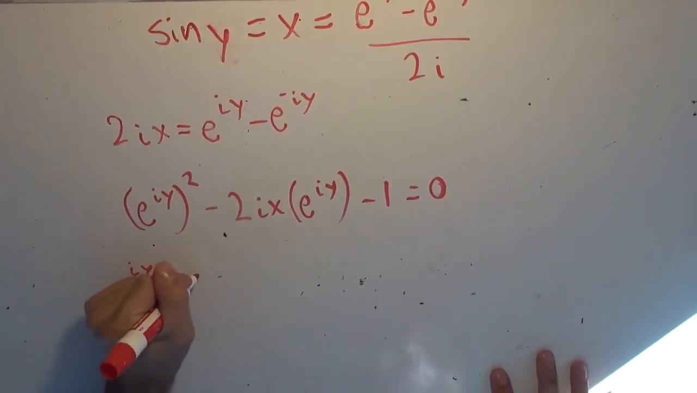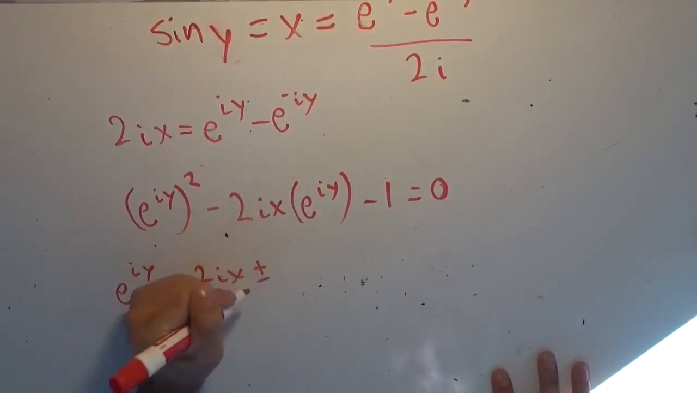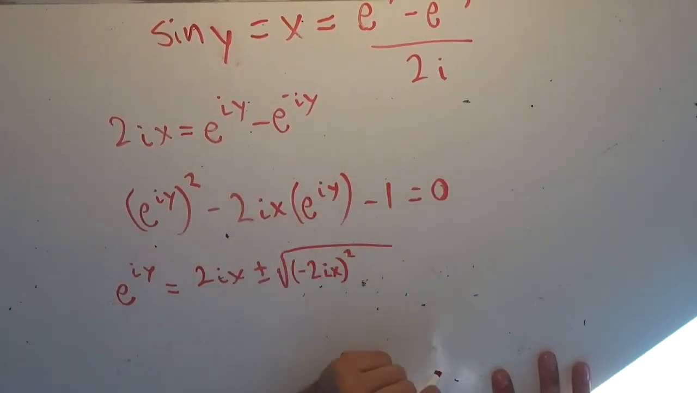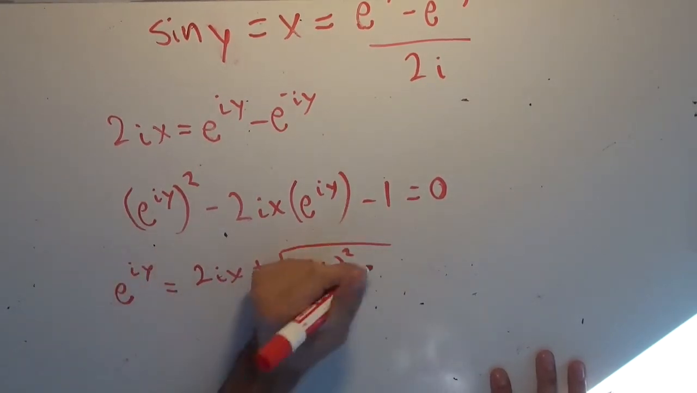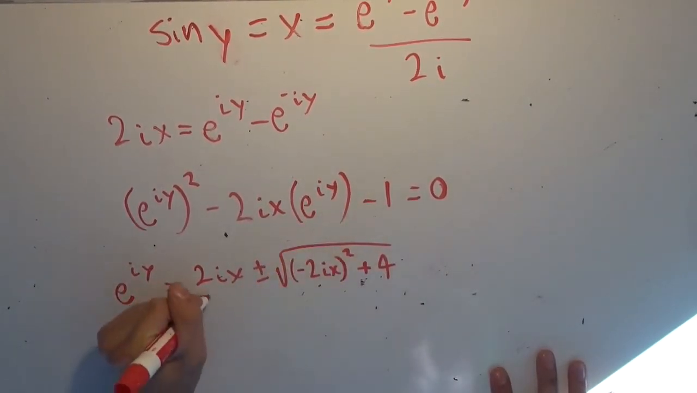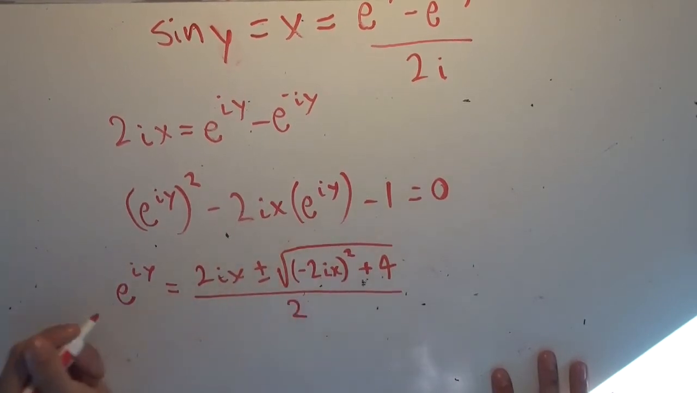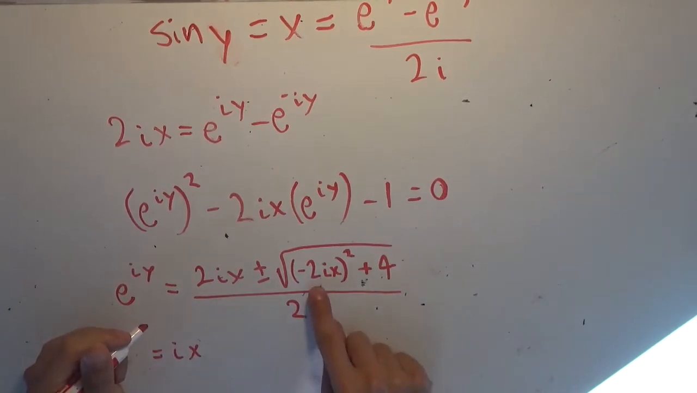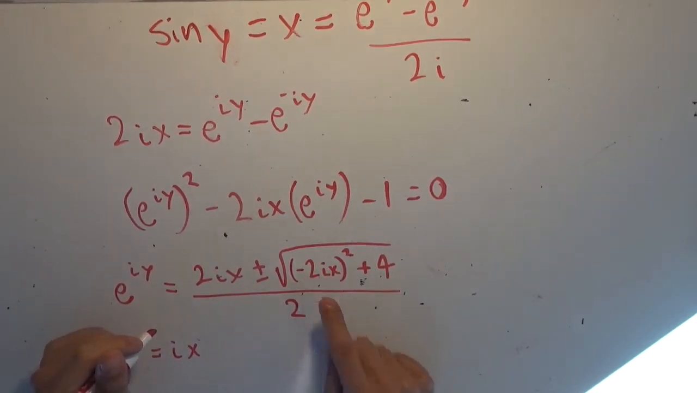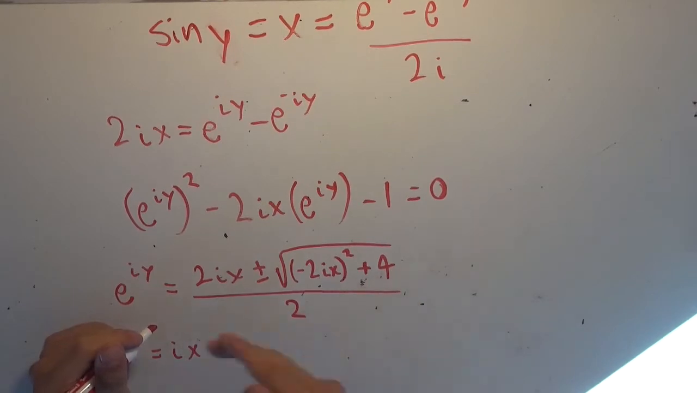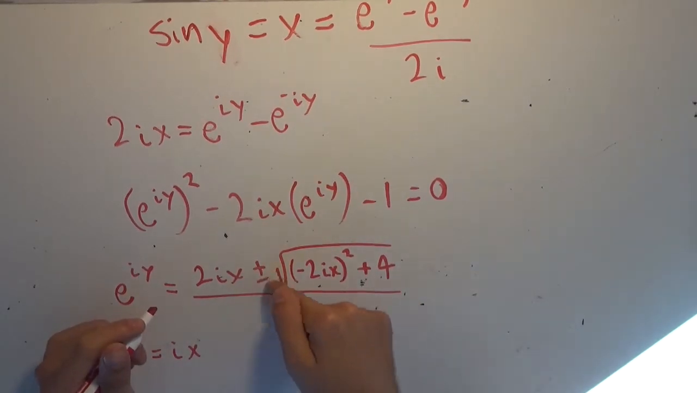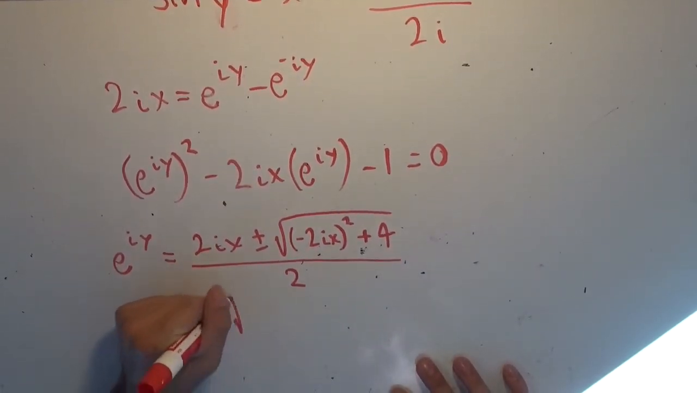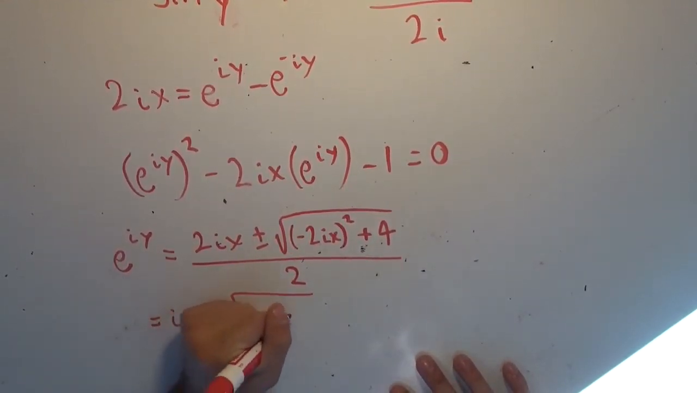So again, we simply do the quadratic formula, and we get that e to the iy is equal to 2ix plus or minus the square root of negative 2ix squared minus 4 times 1 times negative 1, so plus 4, all over 2 times 1, which is 2. So again, the 2's cancel, and we're left with i times x, and the negative i squared is negative 1, 2 squared is 4, so we can factor out the 4, and that's going to be a 2 on the outside of the radical, which is again going to cancel with the 2 in the denominator, and we're just going to end up with plus or minus the square root of 1 minus x squared.